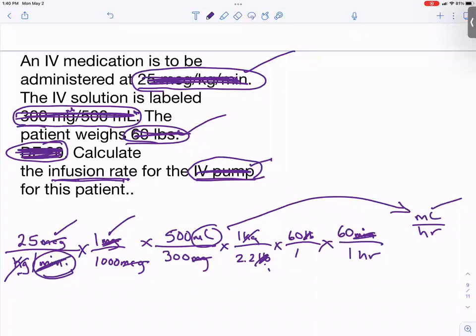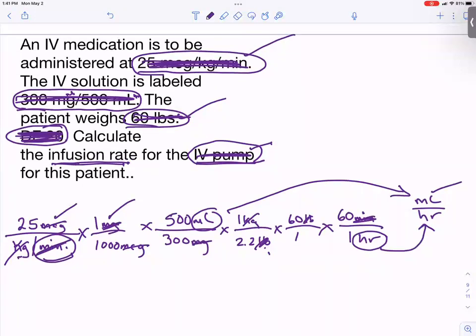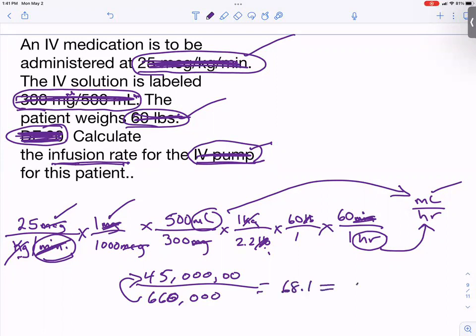I look over my problem. I've gotten rid of everything and I have only my wanted. So now it's just math. So again, I do the long gross way. When you multiply across the top, it gives you 45 million. Then multiply across the bottom, it gives you 660,000. When I divide that into each other, I get 68.1 and I round it. And because 1 is less than 5, I don't round up. And that's 68 milliliters an hour. And that's what you're going to set your IV pump at to give this patient with this weight, this strength every minute.